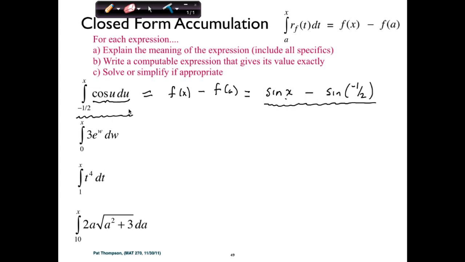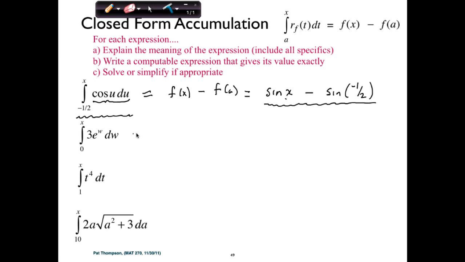So this has the exact same meaning as what we said in part A for this one. The difference is closed form, easily computable, right? All right, next one. So what's the meaning of this expression? Sebastian. Well said. Accumulation of some function from 0 to x whose rate is 3e to the w.